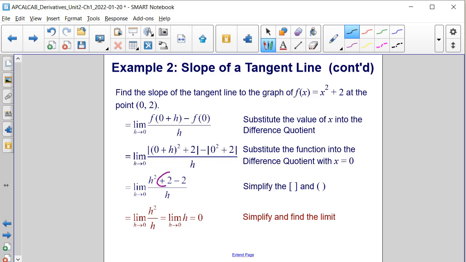Well, we know that positive 2 minus 2 is equal to 0. So we now have the limit of h squared divided by h as h approaches 0. And then we can divide h squared by h, so it's just h. So the limit of h as h approaches 0. Now we can use direct substitution to get the limit value of 0. So therefore the slope of the tangent line to the graph f of x equals x squared plus 2 at the point 0, 2 is equal to 0.